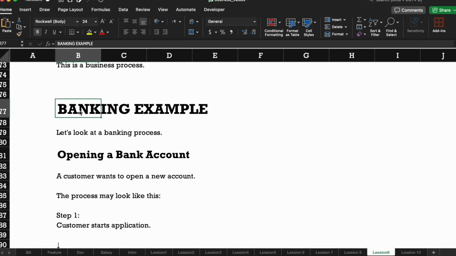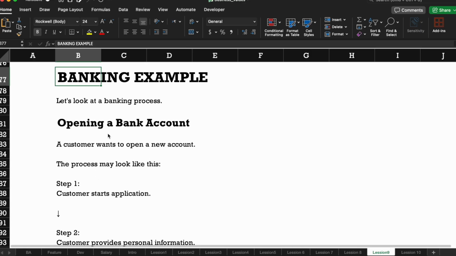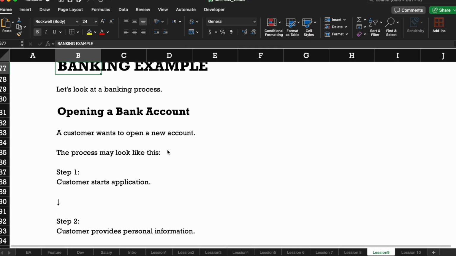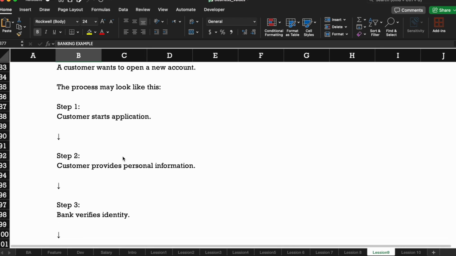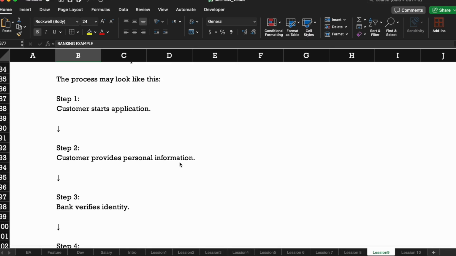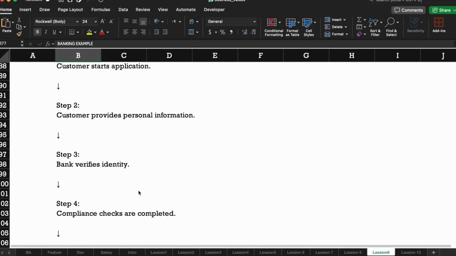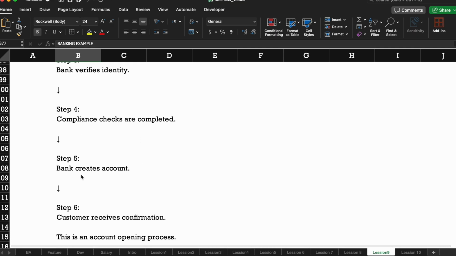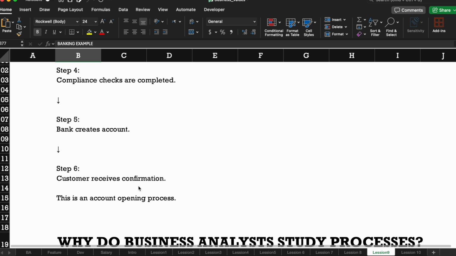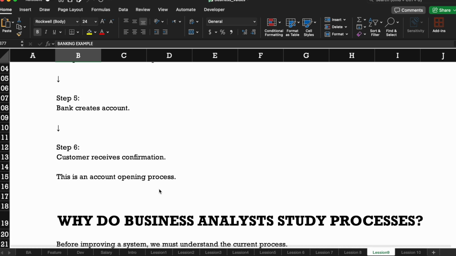In a banking example, let's look at a banking process. We'll keep the same example from Sarah. A customer wants to open a new account. The process may look like this. Step 1, customer starts application. Customer provides personal information. Bank verifies identity. Step 4, compliance checks are completed. Step 5, bank creates account. The customer receives a confirmation. This is an account opening process.